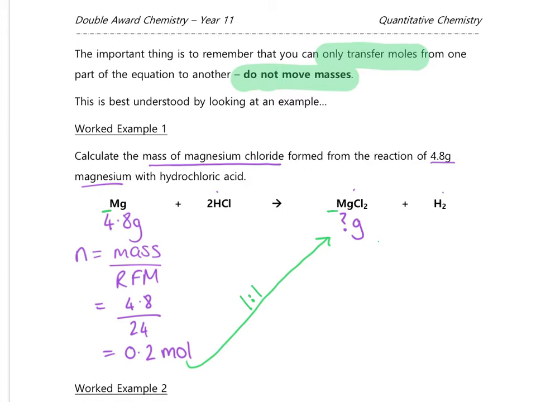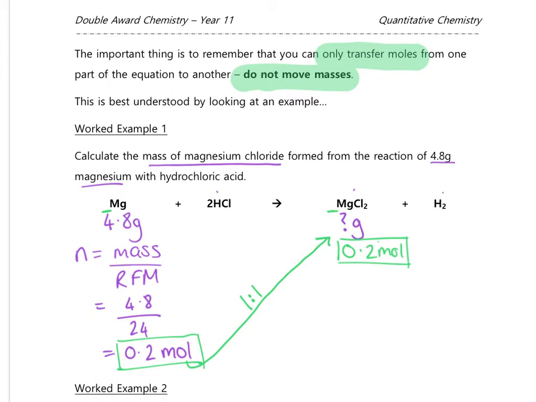That means that 1 mole of magnesium will react to give us 1 mole of magnesium chloride. So therefore, if I have 0.2 moles of magnesium, that means I'm going to produce 0.2 moles of magnesium chloride. The ratio is 1 to 1, so essentially I don't have to multiply it by anything. So now I have worked out that I'm going to produce 0.2 moles of magnesium chloride.